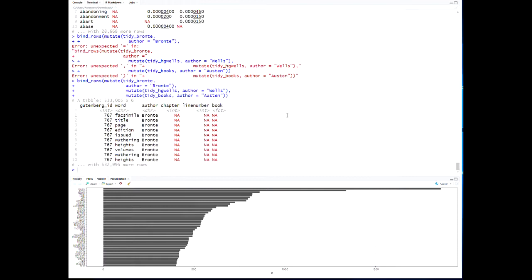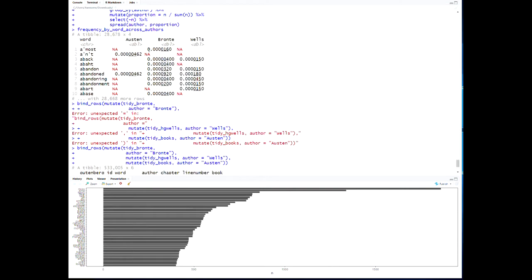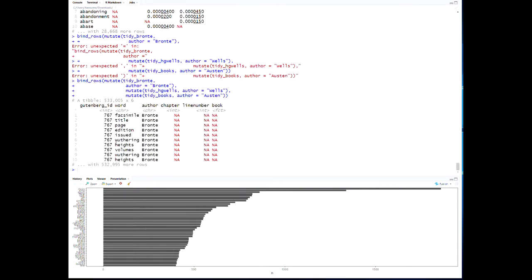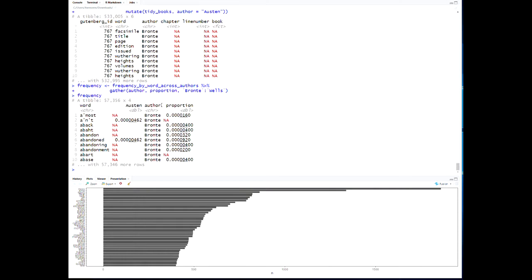We now have this frequency by word across authors tibble, and now we're going to work on visualizing this. So I'm going to turn this into one single thing with a gather statement, to where I have the Austen percent and the other author. So I'm taking the ones that are Bronte and Wells and putting them in against Austen by word. And this is now the frequency tibble.